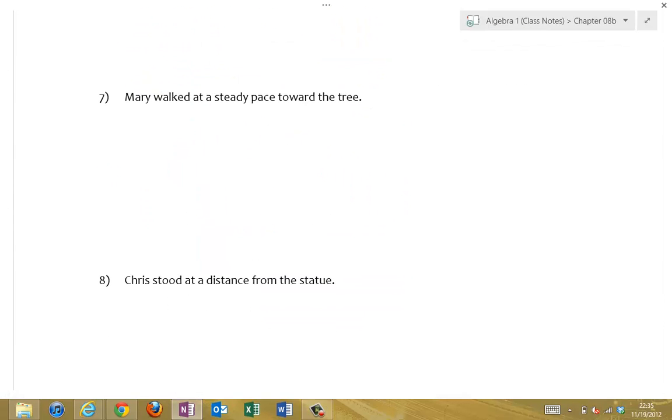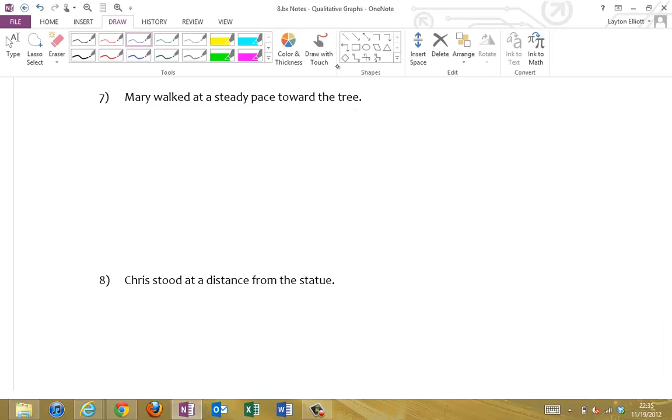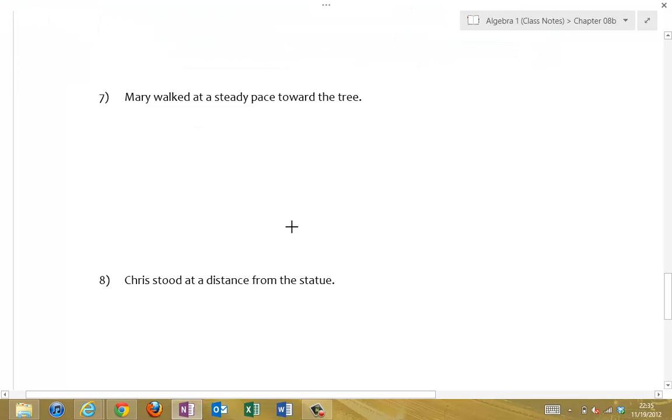Mary walked at a steady pace toward the tree. Well, if we look at the graph that we did up above, we had distance and time. So here's Mary, represented by time and distance. Now, depending on how you define this, there could be a number of examples. You could say distance from the tree. So the distance from the tree is decreasing at a constant rate until, bam, she hits the tree. That's one possibility.